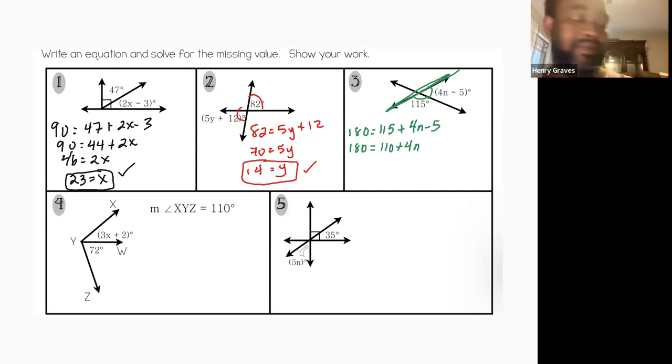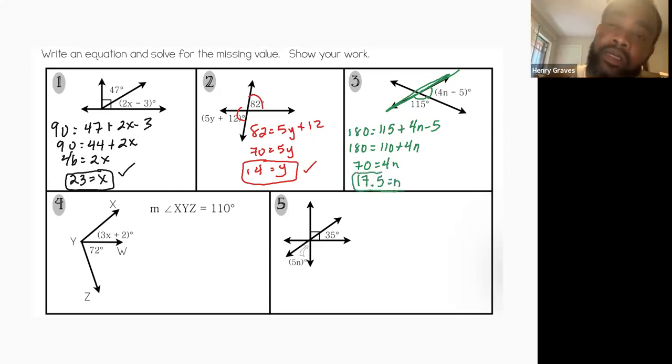I think I'm right. Let me make sure I'm right. Yeah, 70, I divide both sides by 4. It's weird. 70 divided by 4 gives me a decimal, 17.5. I don't think that's right, but let me check. I have to check my work, because even though I have doubts on my own self, I can take that with me to the grave. So let me check my work.